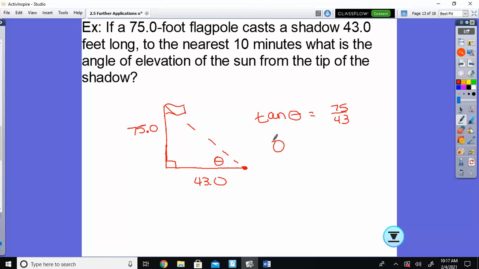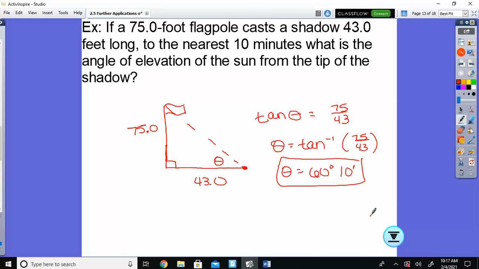How do you move the tangent? Look at tangent inverse. So you do second tangent, 75 over 43. This gives you a decimal. How do you get the minutes? Right, take that decimal times 60. You get 10.37. I said round to the nearest 10 minutes. So 60 degrees, 10 minutes. You get that?